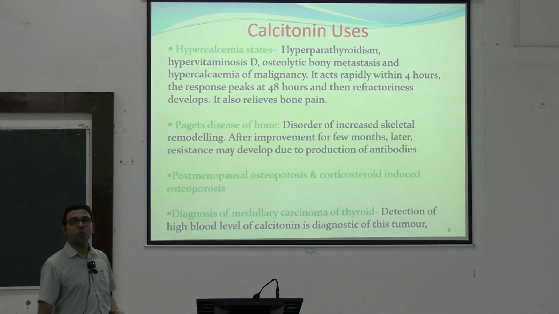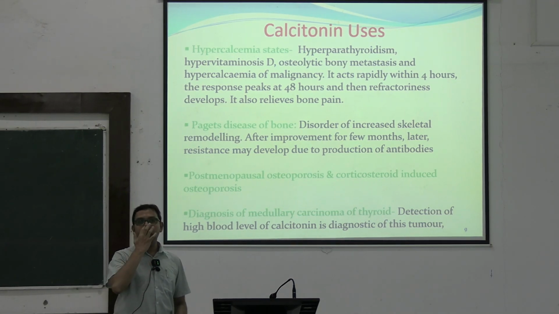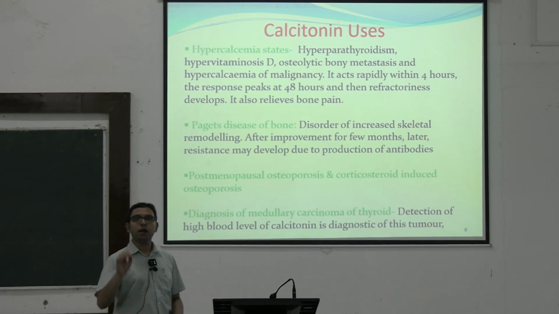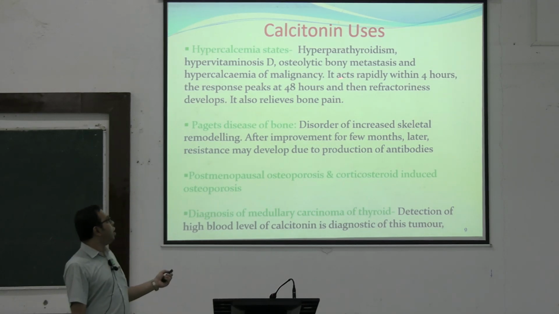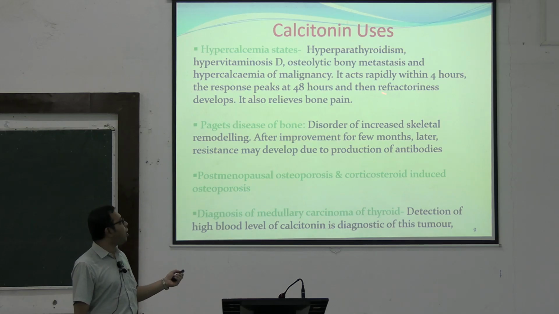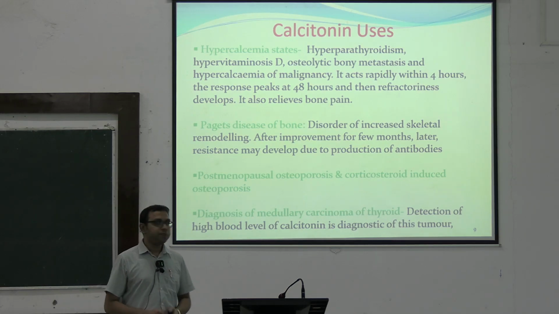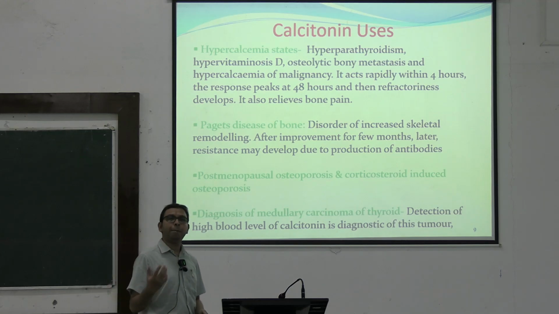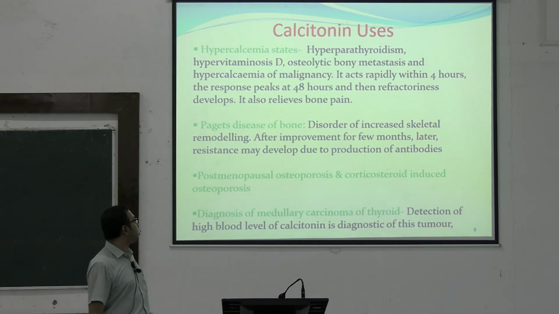So in these cases we have to use the calcitonin. Usually the salmon calcitonin nasal spray is used. If it is not responding, we can give it by the subcutaneous or intramuscular route. It acts rapidly within 4 hours, the response peaks at 48 hours and then refractoriness develops. So it also relieves the bone pain. Severe bone pain usually happens due to osteolytic bony metastasis.